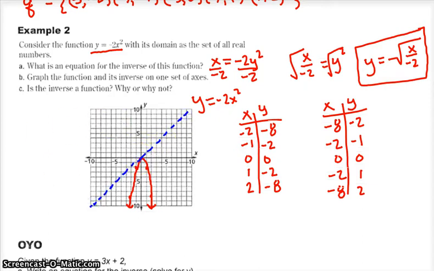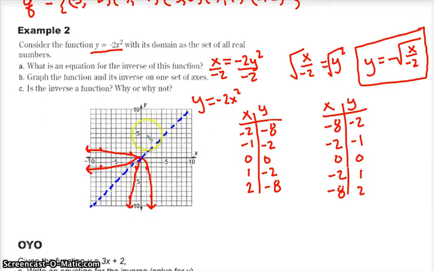My new graph turns out to be the exact reflection. So I've got to go over negative 2, negative 1, over negative 8, negative 2, and the same thing on the other side, to form my nice parabola.